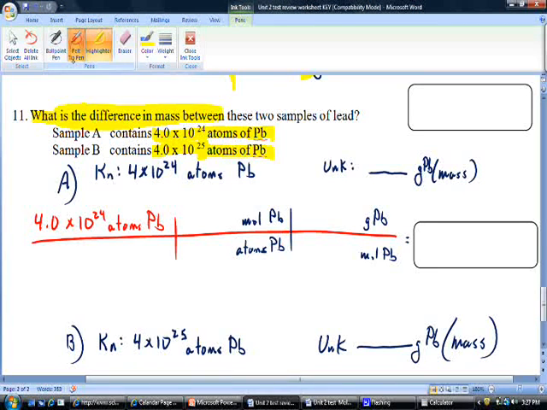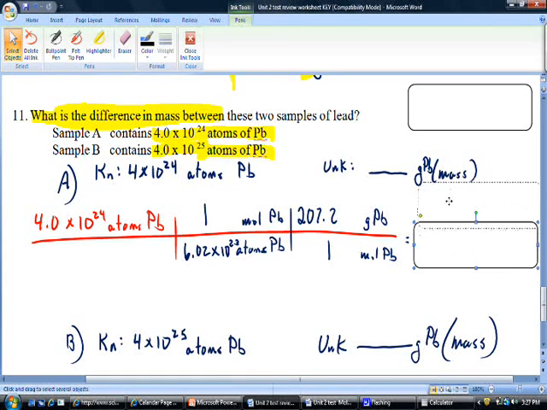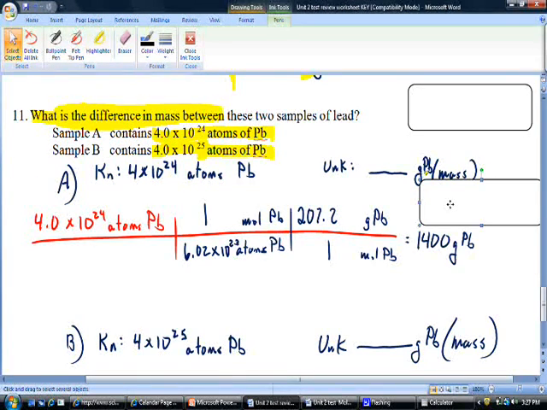So how do we set this up? Well, one mole of lead is 6.02 times 10 to the 23 atoms. Of course, 1 mole of lead is also 207.2 grams per mole. We looked at that in the last problem. So calculate that. What do you get? You should get something like 1,400 grams of lead.